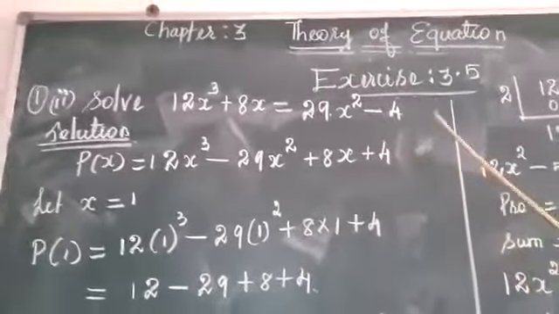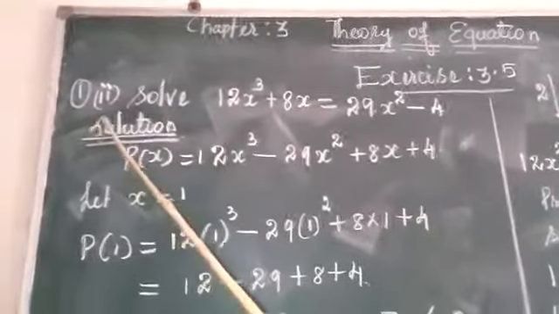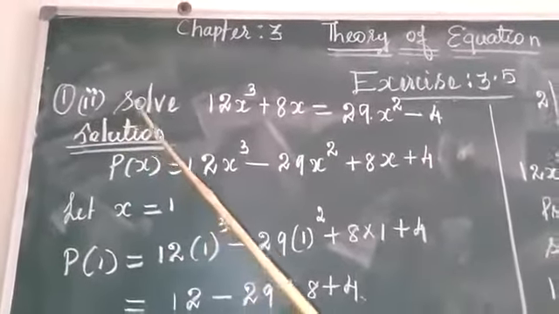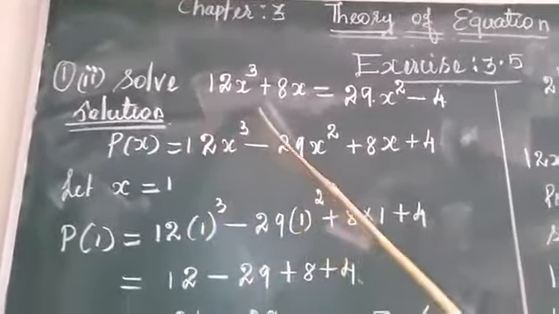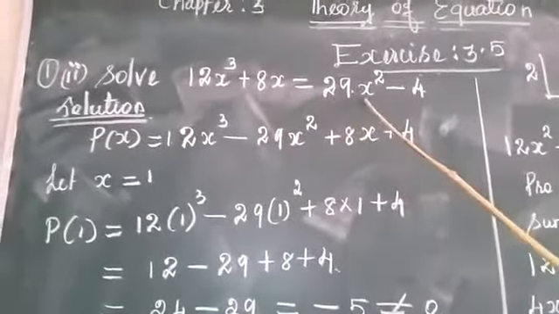Now we are going to learn exercise 3.5, question number 1, second subdivision. Solve 12x cube plus 8x is equal to 29x square minus 4.